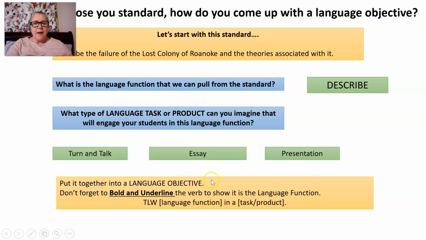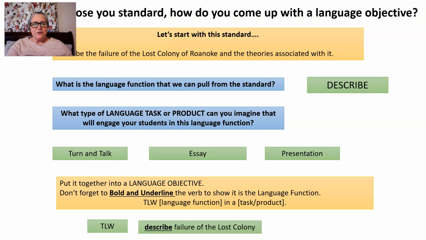Now we write the language objective. We put it together. And we're not going to forget to bold and underline the language function, because that's what our directions say in the lesson plan template. The learner will describe the failure of the lost colony in a turn and talk. That is your language objective.